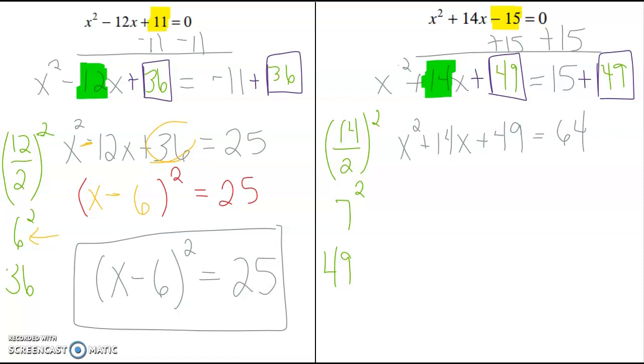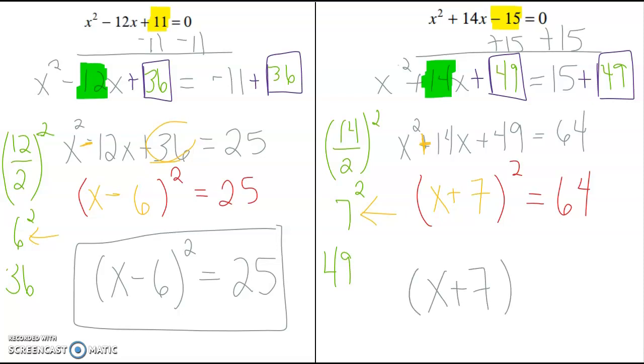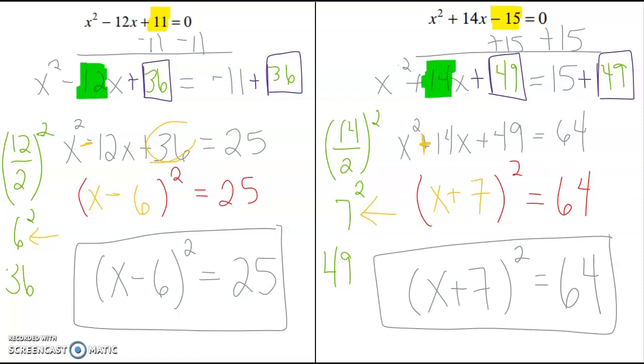And then again, we need to write that left-hand side as something squared. We'll keep the right-hand side the same. Start with an x, take the sign here, plus, and then what number squared gives us 49? Right there, 7. So we've written our left-hand side in squared form, and our answer is x plus 7 squared equals 64. And that is your review of completing the square.